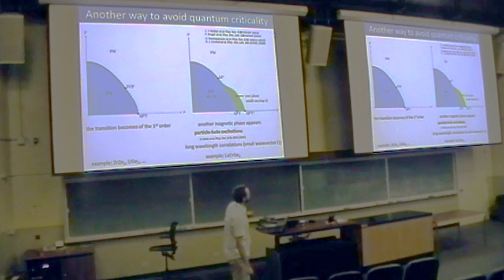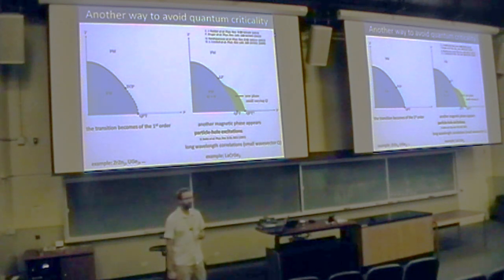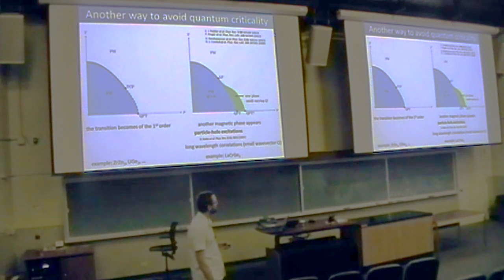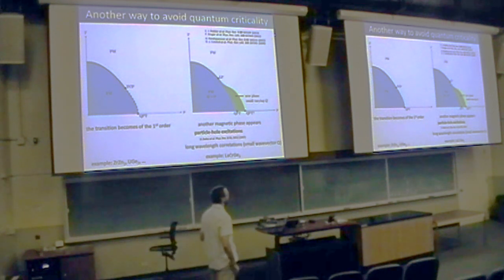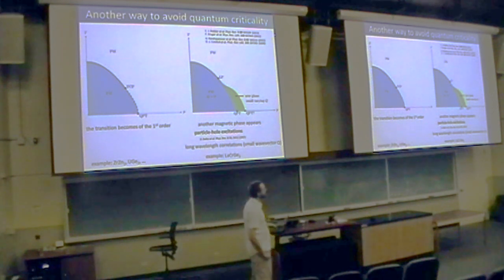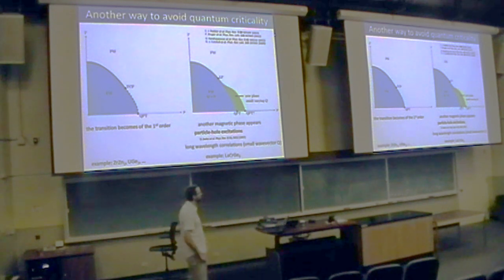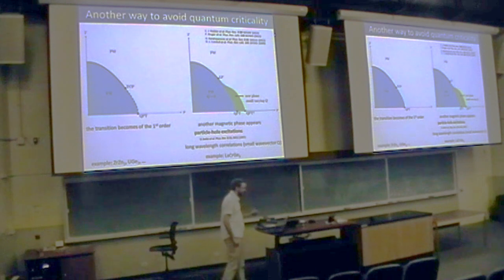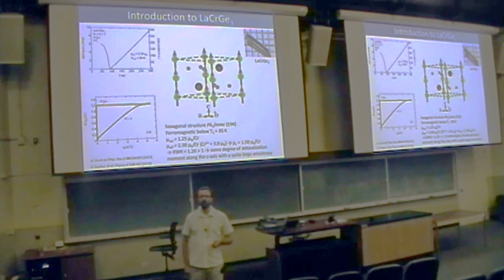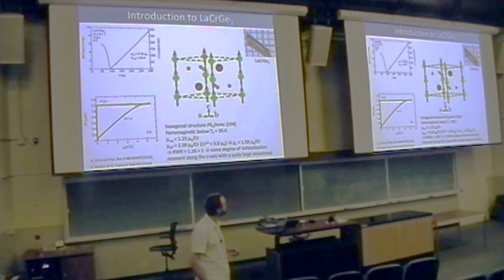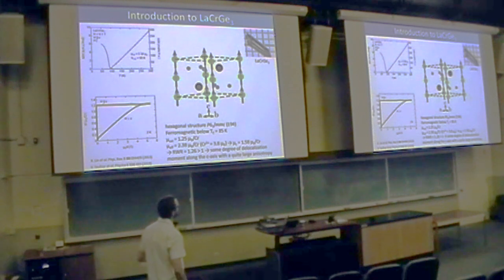And so we have already mentioned two examples of this first scenario, where the transition becomes first order, with ZrZn2 and UGe2. And so now in the next part, I will show you an example of this case, which we found in the compound LaCrGe3. So this is a compound that you can grow out of solution growth with an excess of germanium, and you get single crystals of this material.